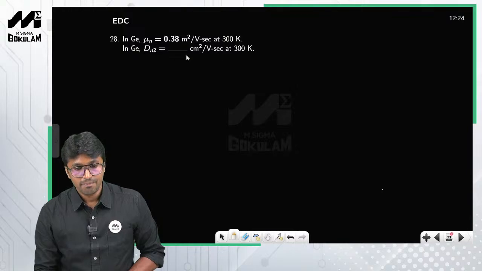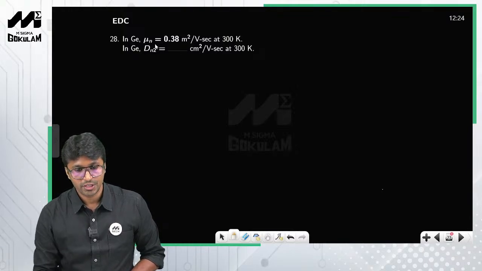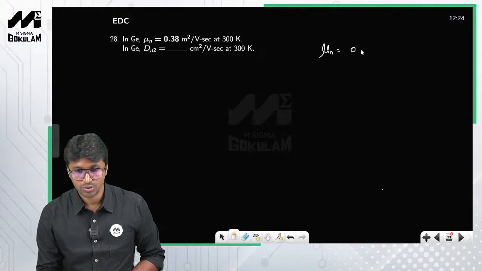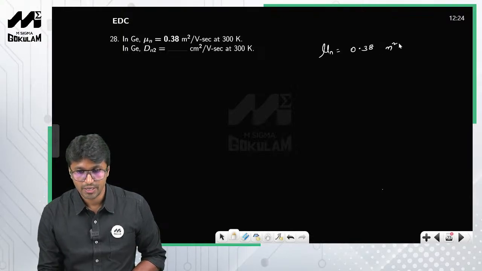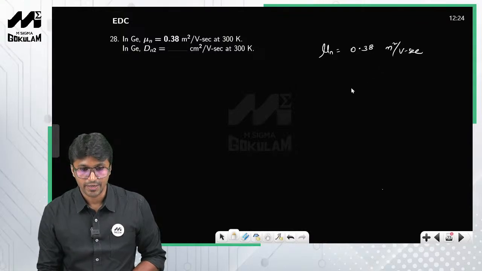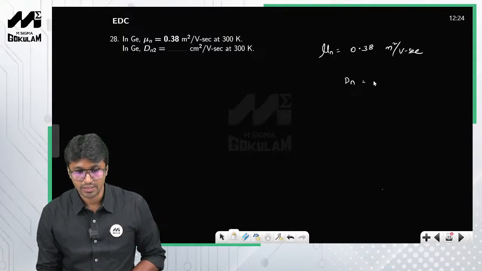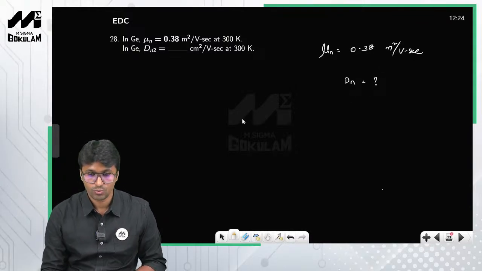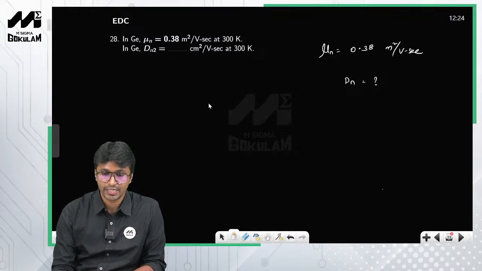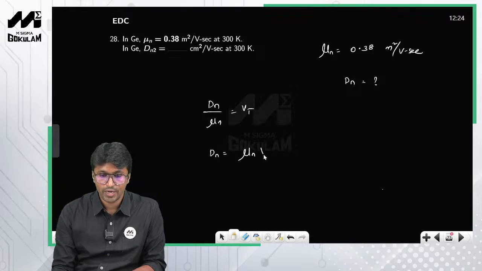So in germanium, mu n is given to you. Mobility of the electrons is given as 0.38 meter square per volt second, and Dn is what you need to calculate. So you can use the Einstein's relationship. Dn by mu n is equal to Vt, right? So Dn is equal to mu n into Vt.